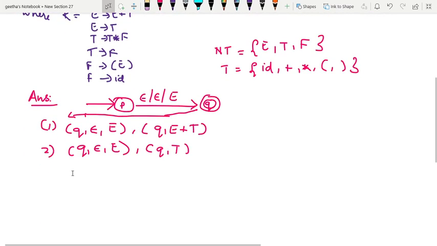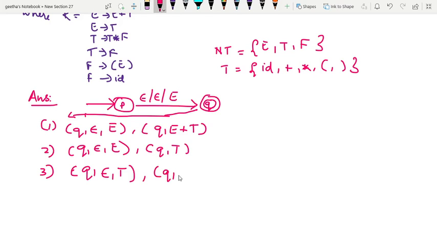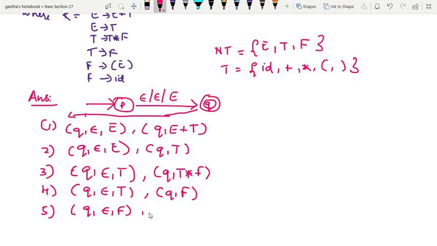Next, the third rule: Q, epsilon, T, comma, Q, comma, T star F. Similarly, the fourth one is Q, epsilon, T, comma, Q, comma, F. Similarly, the fifth rule would be Q, comma, epsilon, comma, F, comma, Q, comma, parenthesized E. Next, the sixth one is Q, comma, epsilon, comma, F, comma, Q, comma, ID.